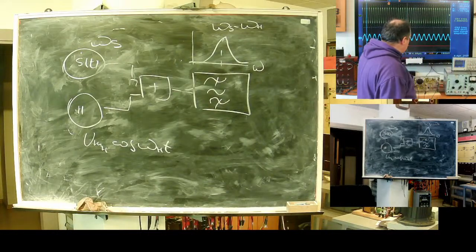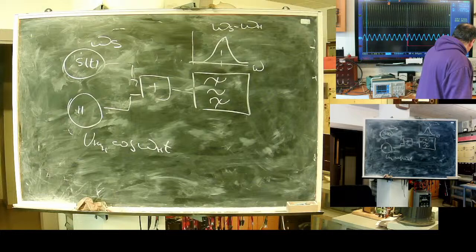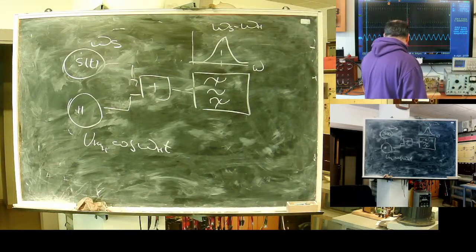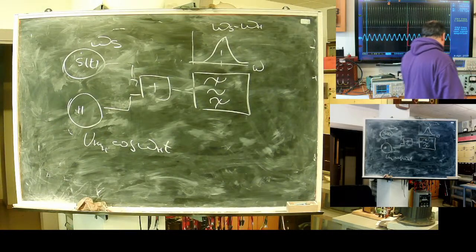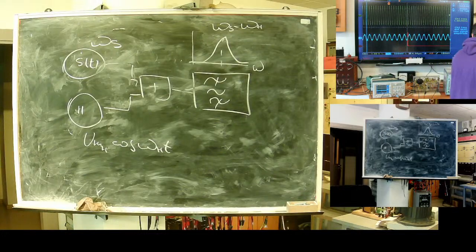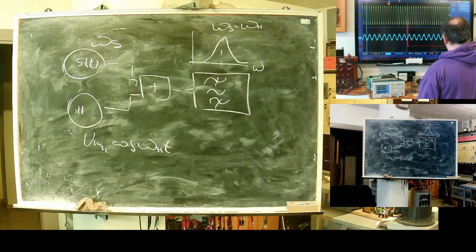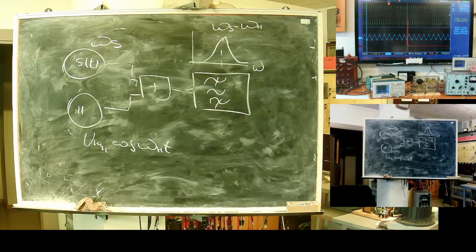In my example, the omega signal, the yellow line, is 1 megahertz. Now the signal is unmodulated, 1 megahertz. The omega of the heterodyne is 1.45 megahertz. And here I have a filter with bandpass frequency. It should be 465 kilohertz.